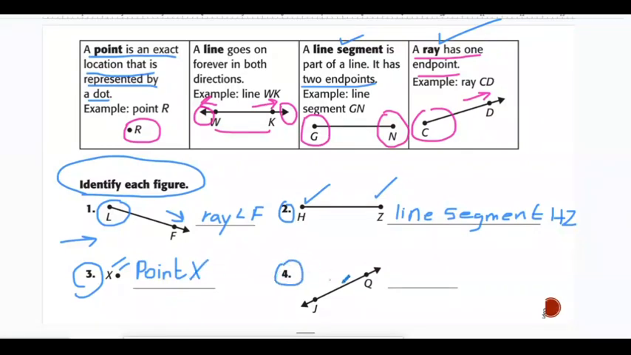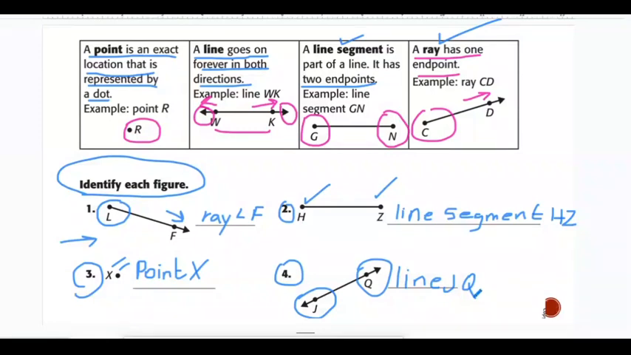The last one, number four, it has no endpoint. Both sides are continuous. You can see here a line goes on forever in both directions. So this is a line which has no endpoints. You can write here line and then the letters J and Q.